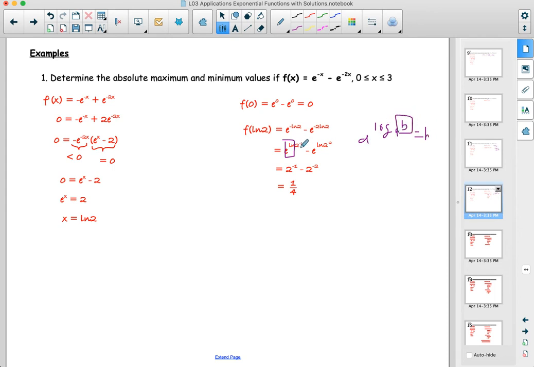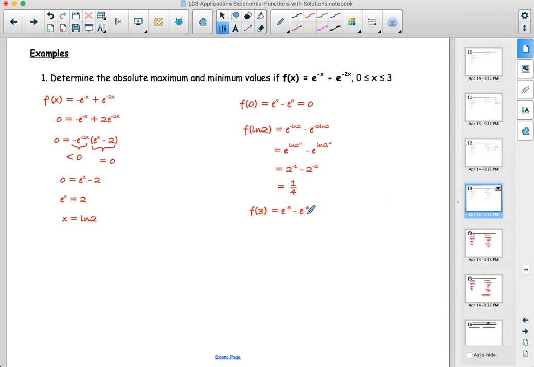So e to the ln of 2 to the negative 1 is 2 to the negative 1, and e to the ln of 2 to the negative 2 is just 2 to the negative 2. That's 1/2 minus 1/4, which is 1/4. So f at ln of 2 can be simplified nicely down to just the value 1/4. I would expect you to be able to show me that particular work on a test.